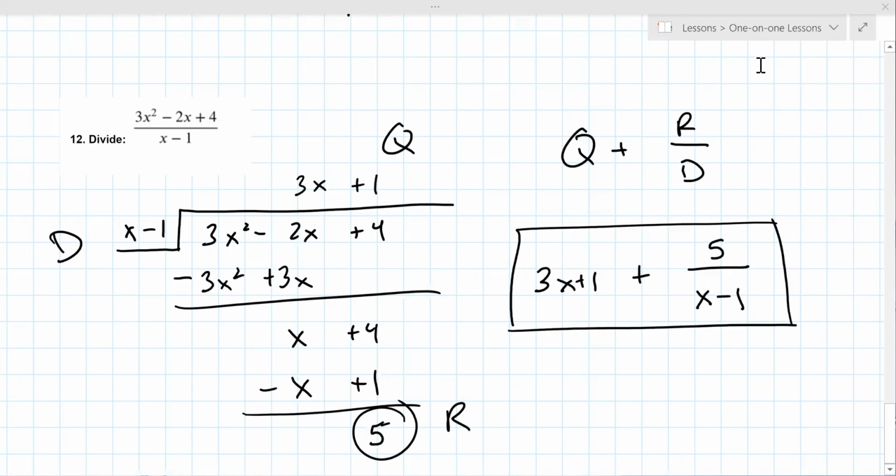That's straightforward. Yes. On to the next. Yeah, so for the next one, we'll use synthetic division.